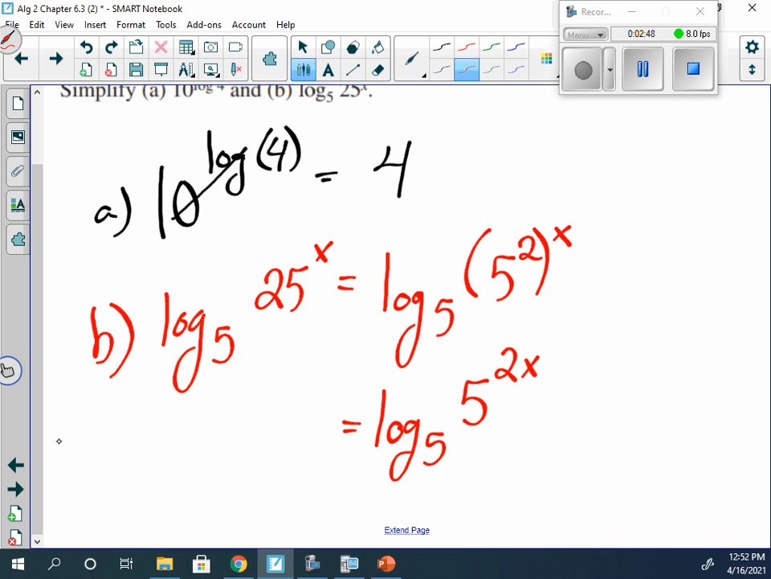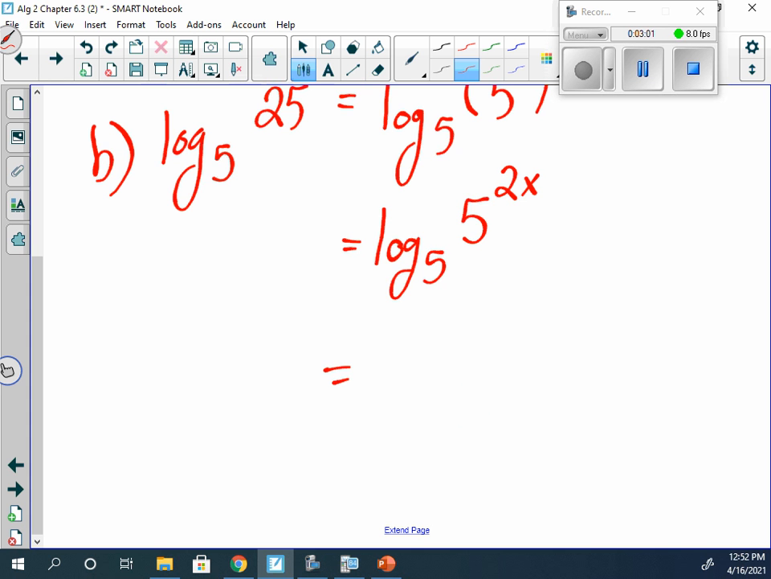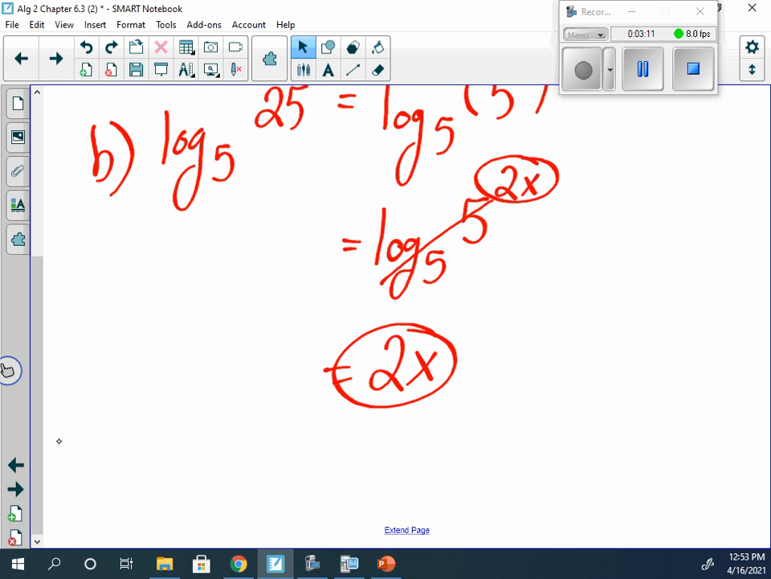because our powers of powers multiply. So since the base and the number inside of the logarithm match up, it means that these will simplify out, leaving us with just 2x. So log base 5 of 25 to the x is 2x. Any questions on any of these so far?